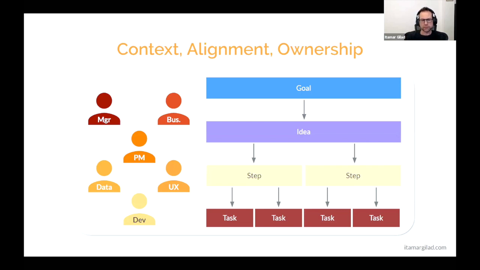On the other side, for the managers, for the business people, there's much more transparency and much more clarity into what's going on. You discuss with them the goals. That's really the level where you want to do the negotiation. Then you show them which ideas you're actually testing. You're not committing to any ideas.